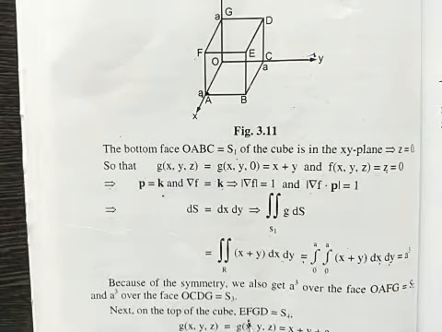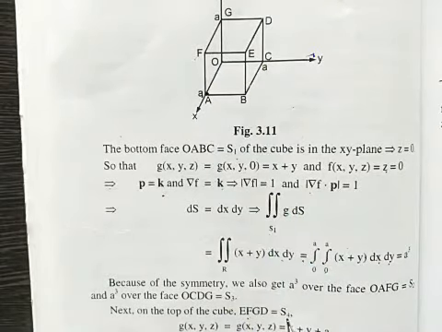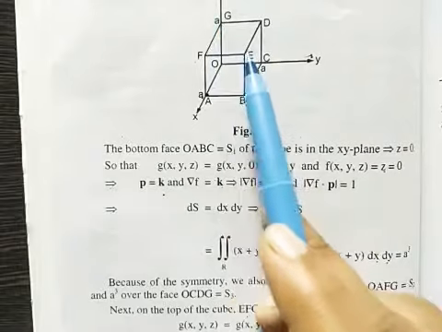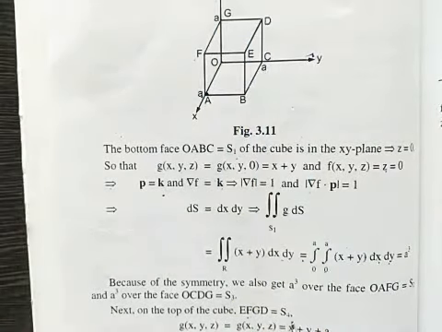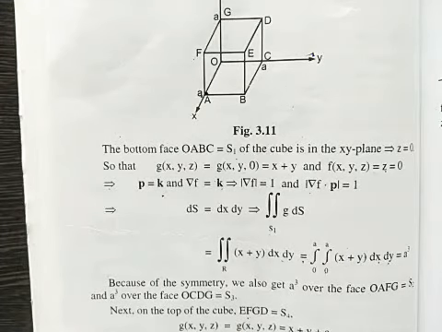Next, on the top of the cube, that is EFGD, let us call it S4. So we will calculate for this EFGD. So for this, what will be the function? G of x, y, z is equal to x plus y plus z. But what is z here? Z is equal to a.